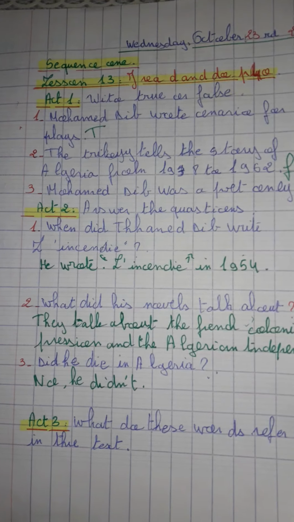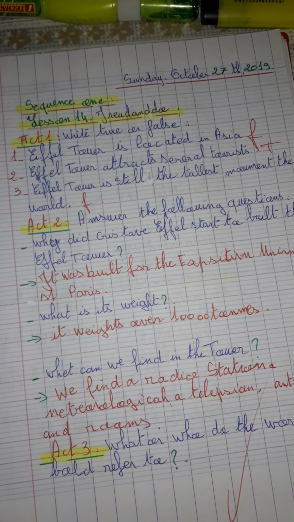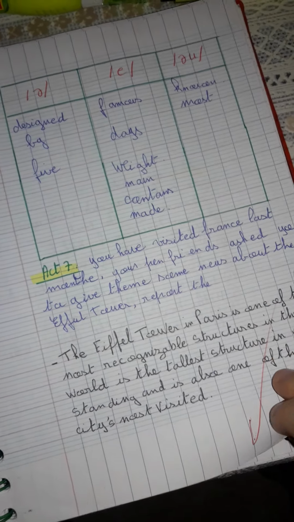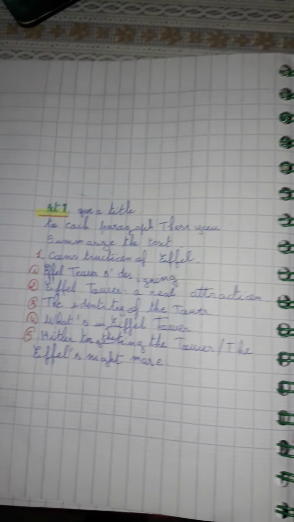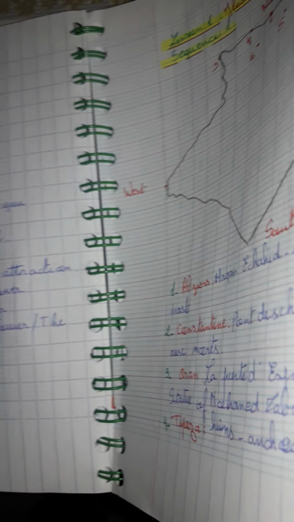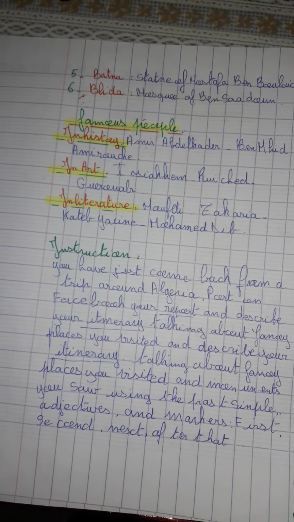So this is the text of Muhammad Deeb. And my second reading about a monument. This is my text of the Eiffel Tower. After that, we move to I Learn to Integrate, which is 100% group work. They're going to write an itinerary or a report about an itinerary in groups.